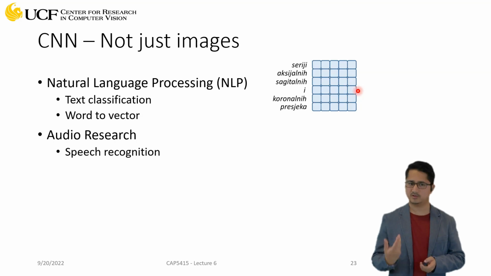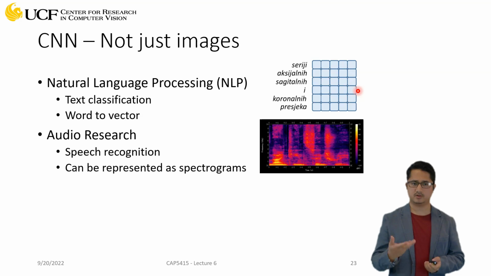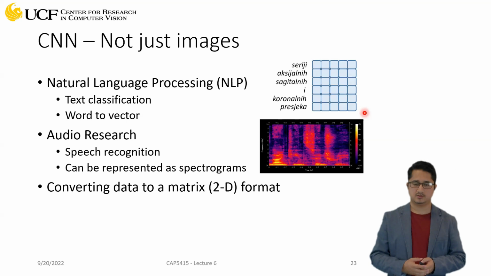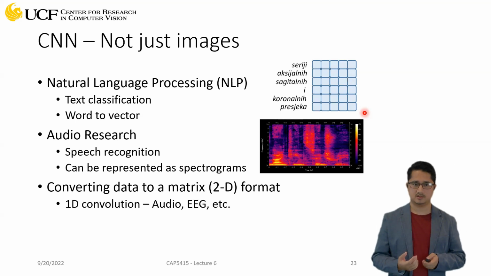You can use this for audio research as well. Audio is just a one-dimensional signal, but you can represent that one-dimensional signal as a spectrogram as well, which looks something like this. And once you have a matrix form of input, you can apply CNNs. So if you can convert your data to a matrix format, either 2D matrix or 3D matrix or 4D matrix, then you can use CNNs.